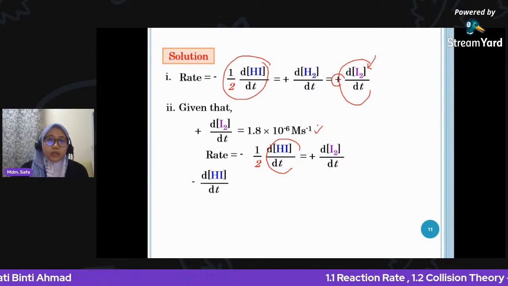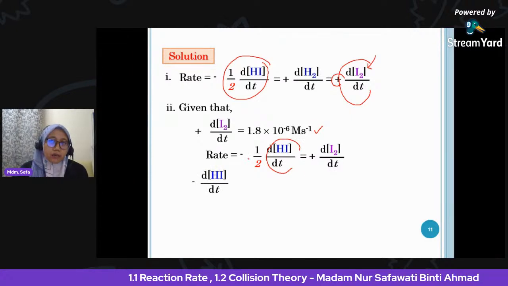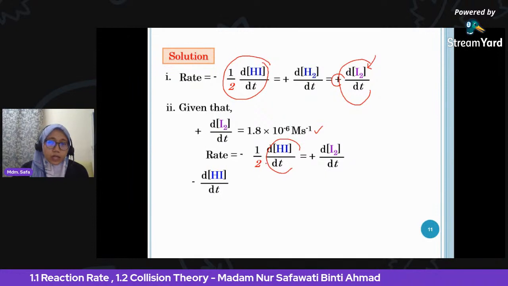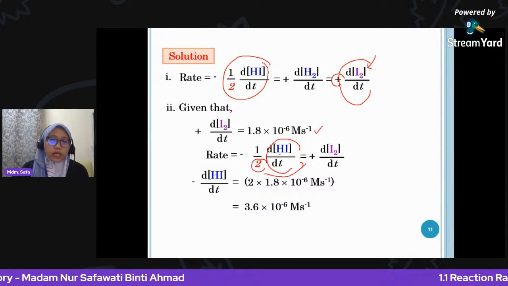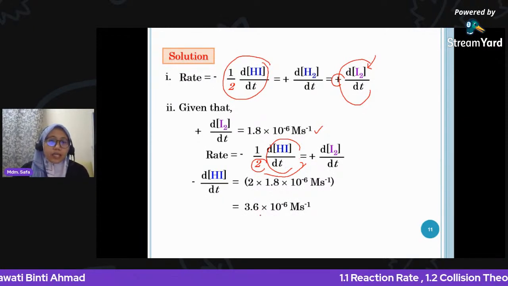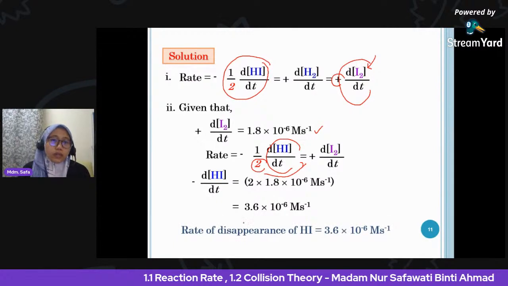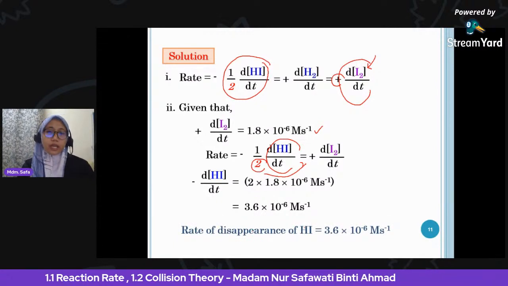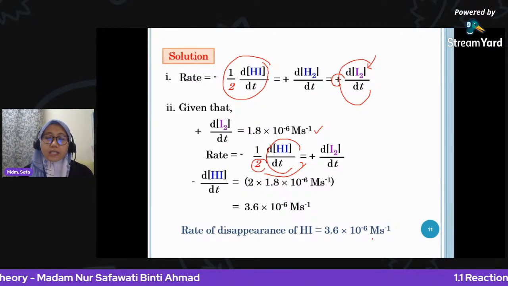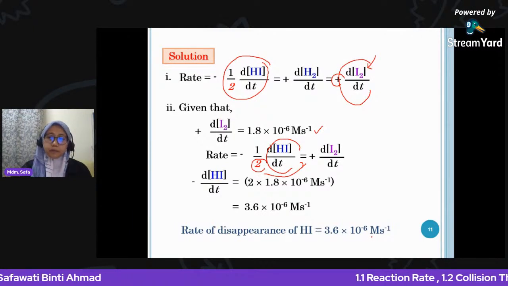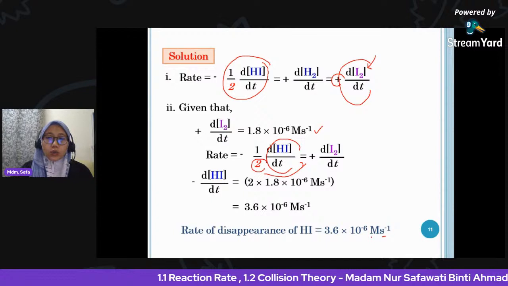So kita tulis balik. The negative sign here shows that it is the rate of disappearance. So 2 kat sini kita bawa sebelah kanan dan darabkan dengan 1.8 times 10 power negative 6. So kita akan dapat 3.6 times 10 power negative 6 molar per second. So we can conclude that the rate of disappearance of HI is equal to 3.6 times 10 power negative 6 molar per second. So dalam soalan ni dia bagi second, so kita just ikut saja.